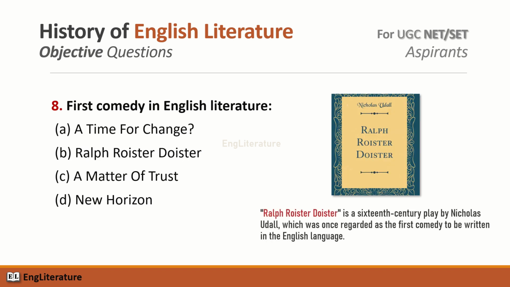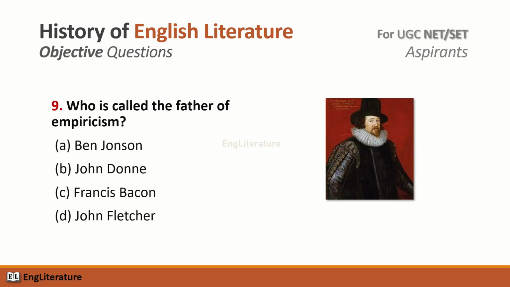What is the first comedy in English literature? Friends, Ralph Roister Doister is a 16th century play by Nicholas Udall, which was once regarded as the first comedy to be written in the English language. Here the right choice is number B. Ralph Roister Doister is the first comedy in English literature.